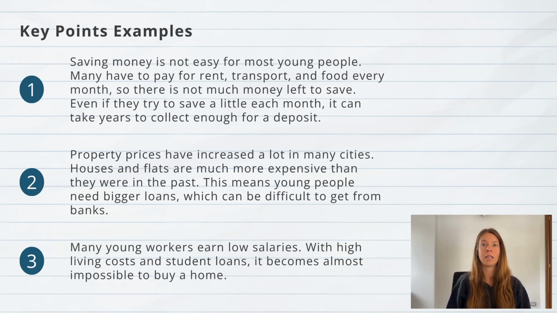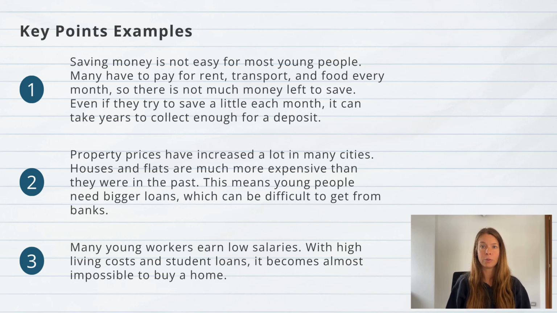So again, we're stating what is the problem? That prices are too high. What is the problem? That prices have increased in the past. And a consequence of that problem is we need to have bigger loans, and that can also be difficult. So again, not just stating the problem, but giving examples of why this problem matters in this situation.